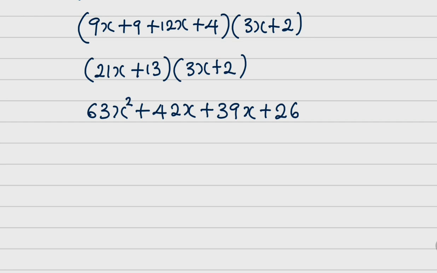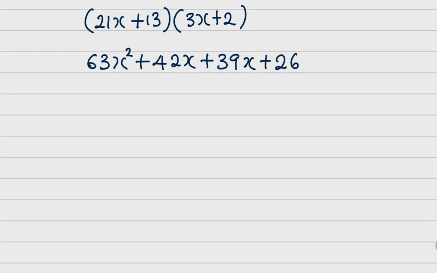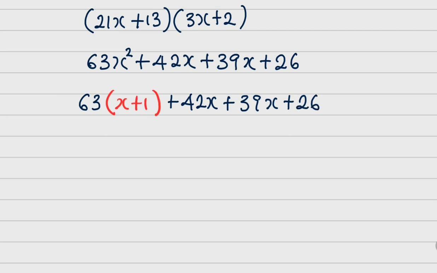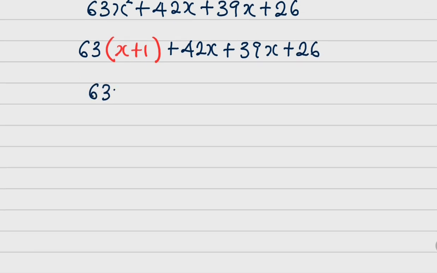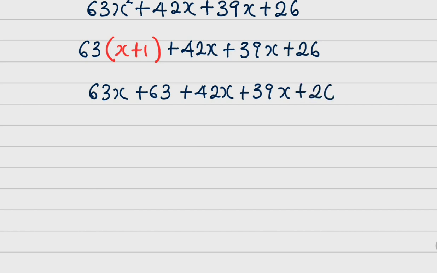But remember, this is x squared. Sorry for that. That is squared. Now, since it is squared, I will substitute my x squared, which of course we know to be what? x plus 1. Then I have plus 42x plus 39x, then plus 26. So this is going to be 63x plus 63, then plus 42x, then plus 39x, then plus 26.